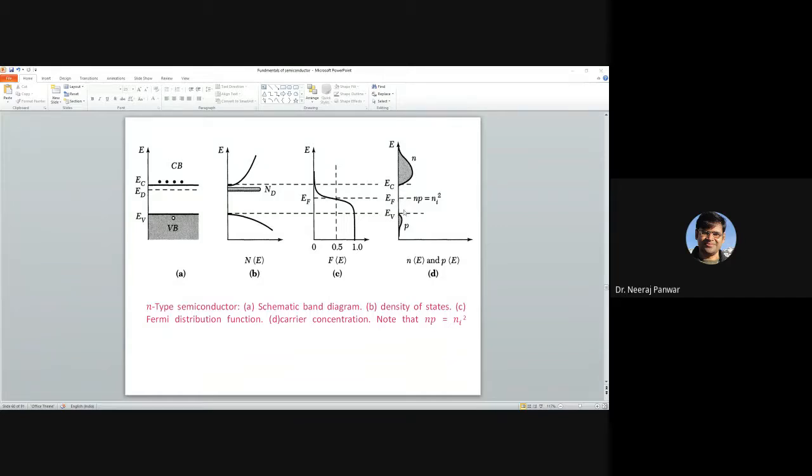Similarly, following the mass action law, which is n times p equals n i squared, the hole concentration would be very small, and the area enclosed by the curve would be much smaller in comparison to the area enclosed by this curve in the conduction band.